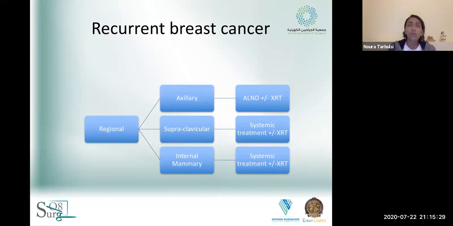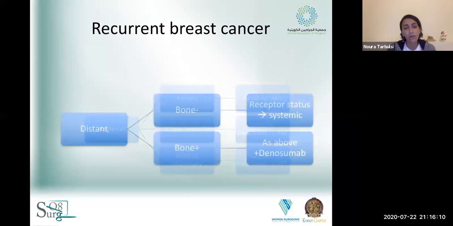Regional recurrence, so there is no recurrence in the breast or the chest wall. The recurrence is in the lymph nodes. If they have an axillary recurrence, we do axillary dissection, plus minus radiotherapy. If they have regional recurrence in the supraclav, we do not treat supraclav lymph nodes in breast cancer surgically, never. You have a supraclav lymph node secondary to breast cancer, they get chemotherapy and radiotherapy. Same thing goes for the internal mammary. You give them systemic treatment plus minus radiotherapy. So only axillary recurrence is what we deal with surgically. Supraclav and internal mammary, we don't touch surgically. We offer systemic treatment and radiotherapy.